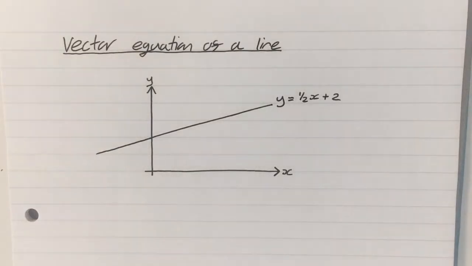Alright then, carrying on with vectors. So we're going to be looking at the vector equation of a line. And I thought I'd start in two dimensions.